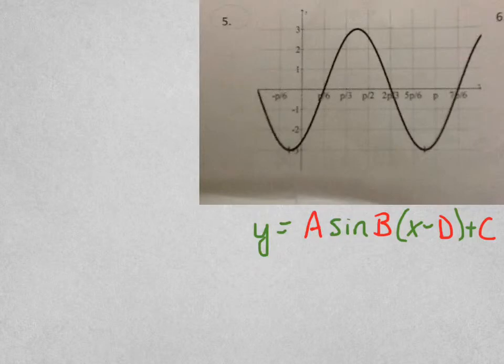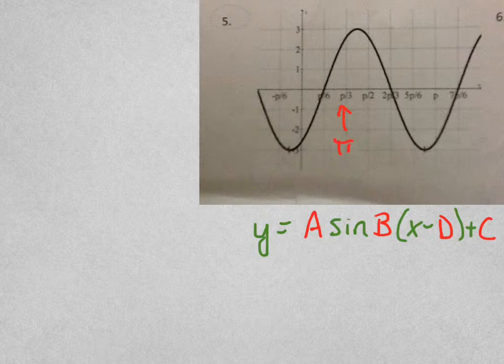Alright, let's find the equation for this graph, and let's use the sine equation, although we could use the cosine if we wanted to. We could use either one, because this could either be a sine or a cosine graph. Notice the p right here in the graph stands for pi.